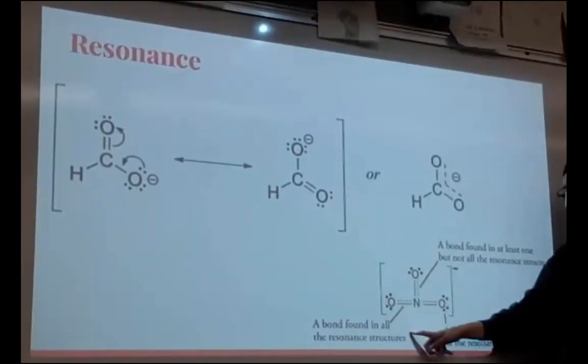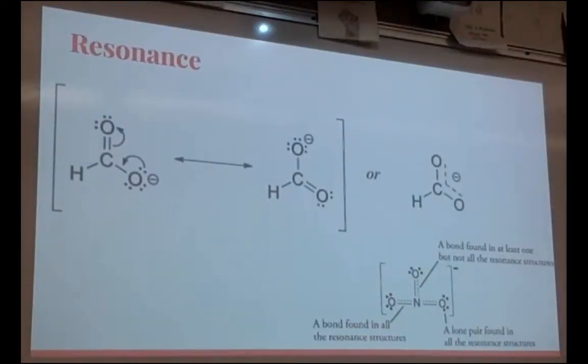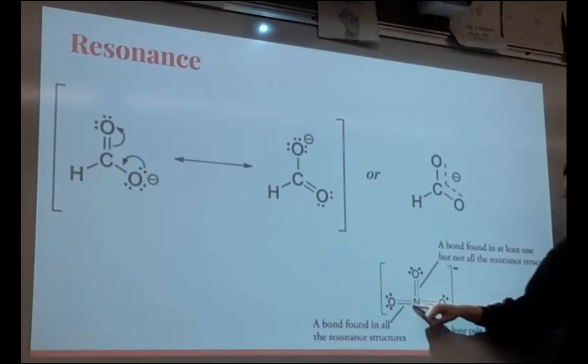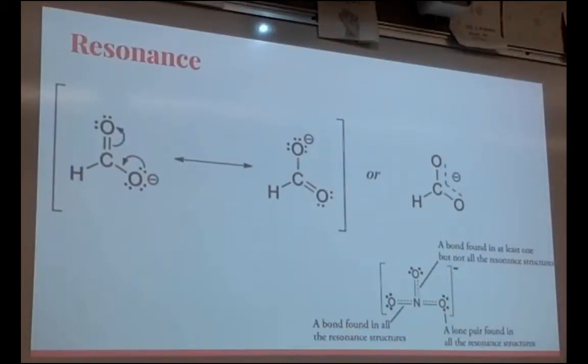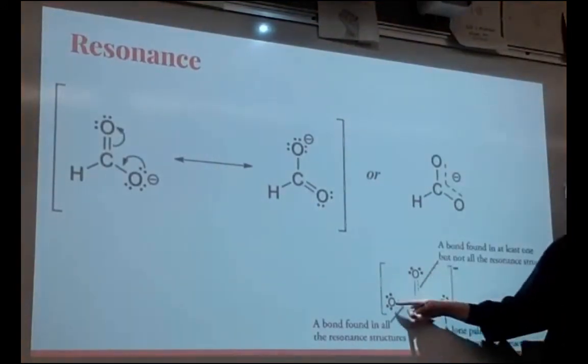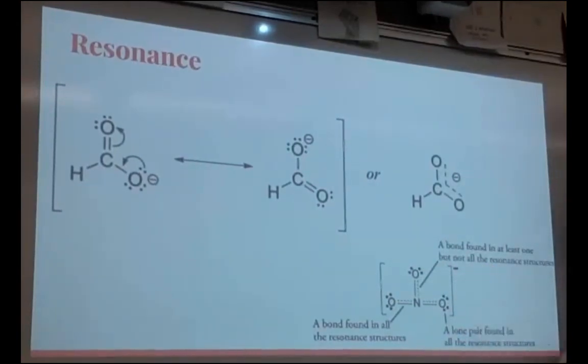And then another example of the nitrate ion, NO3-. This shows that dotted line way of drawing resonance. So the dotted line is a bond that's found in at least one of the resonance structures. So it's that double bond that's moving around. If you draw this dotted line representation, you have to show a solid line for the bond that is in all structures. And then in terms of lone pairs, you only show the lone pairs that are found in all of the resonance structures. So that's why it actually looks a little bit different than if you drew NO3- for each resonance structure.